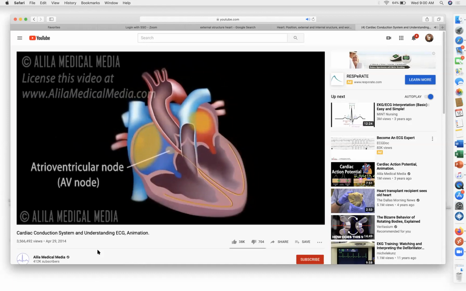The atrioventricular node, or AV node, located on the other side of the right atrium near the AV valve. The AV node serves as electrical gateway to the ventricles. It delays the passage of electrical impulses to the ventricles.